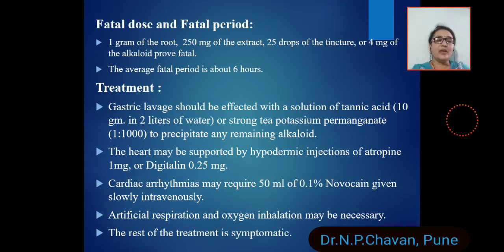Cardiac arrhythmia may require 50 ml of 0.1% Novocaine given slowly intravenously. Artificial respiration and oxygen inhalation may be necessary. The rest of the treatment is symptomatic.